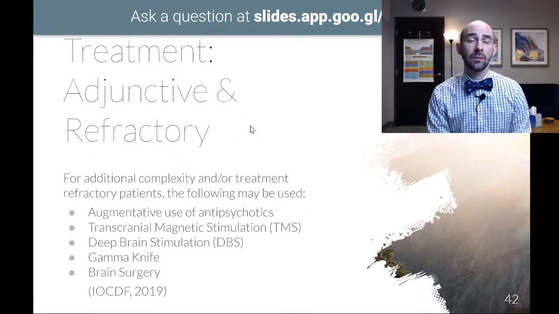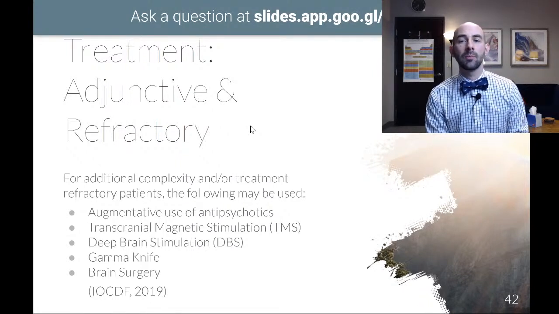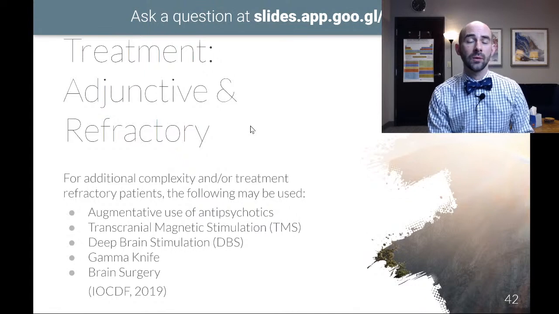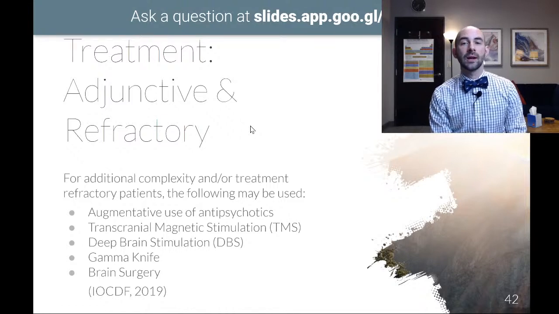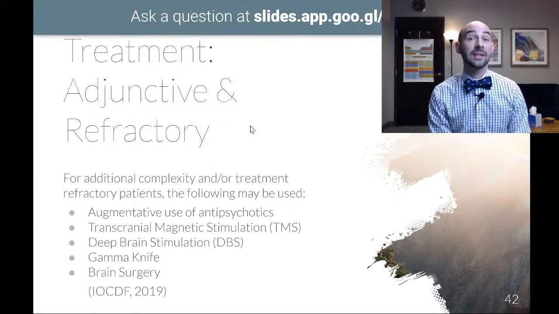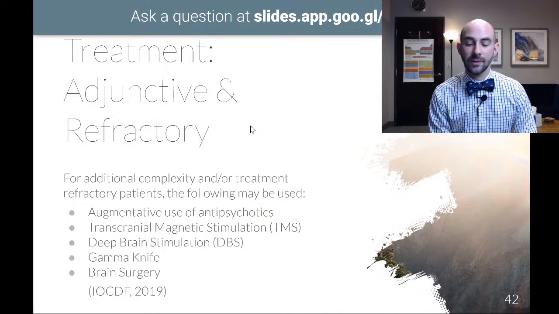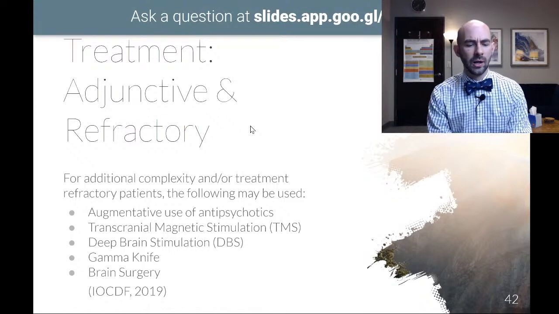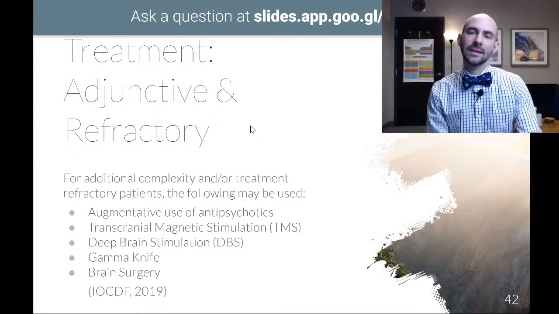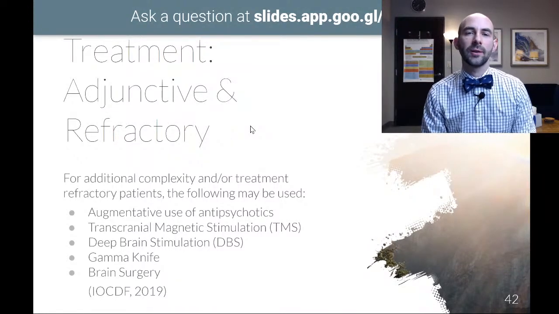TMS, some new research, it's newer on the research, but can also be one of those treatments if other things have not worked. But it is a specific type of TMS. Gamma knife, brain surgery as well, DBS, these are all treatments when a person is considered, and sometimes this has a negative connotation, but refractory. So if you try to do something and aren't successful, it's called treatment refractory.